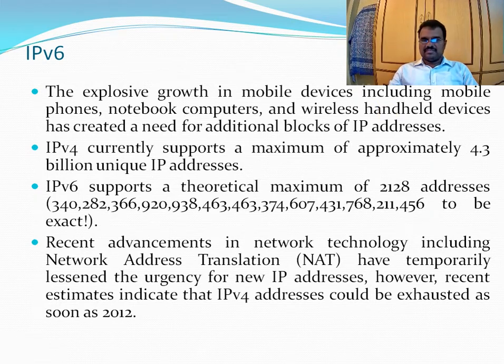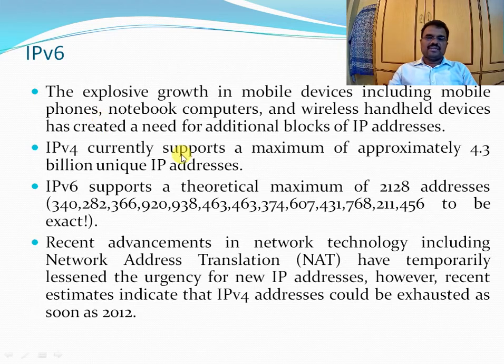When IP version 4 was created, there were only desktop computers or a few notebook computers connected in the network, so the IPv4 32-bit addressing scheme was enough to allocate IP addresses to all of them. Whereas now there is rapid growth, and mobile and wireless devices are also included in the network, which is why additional blocks of IP addresses are needed.